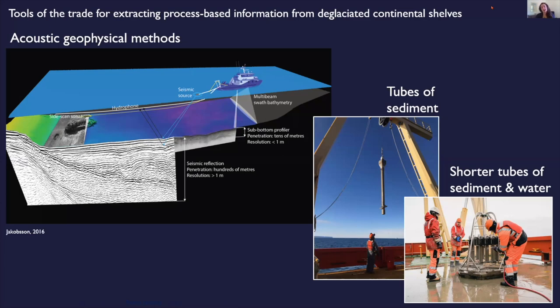Because I'm skimming over a lot and getting to main observations and conclusions, I do want to share with you the sorts of tools of the trade that I and others use. I use these tools to extract process-based information from deglaciated continental shelves about the subglacial environment and the ice marginal environment. Here's a really wonderful schematic of the acoustic geophysical methods that we use. What you'll be seeing a lot today are the multibeam swath bathymetry data sets. I also look at various types of sediment cores to think about extracting processes, especially in subglacial and ice marginal environments.